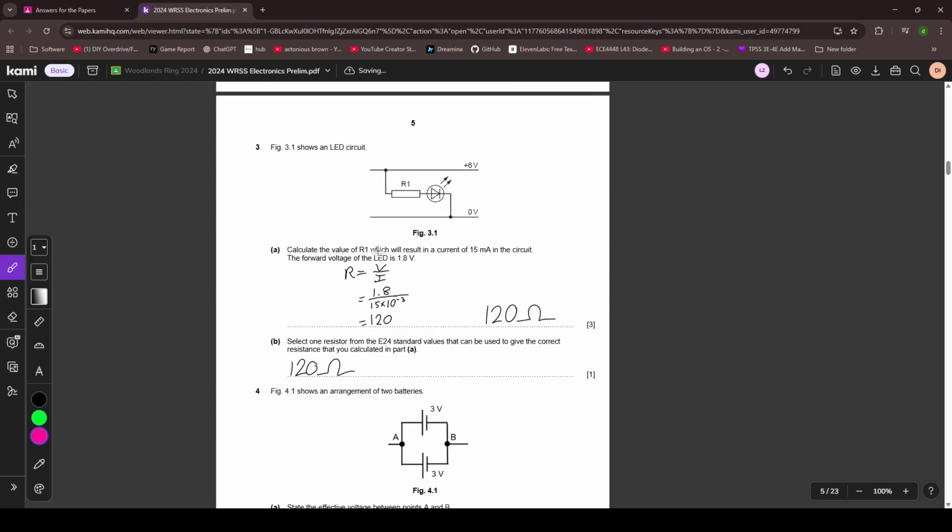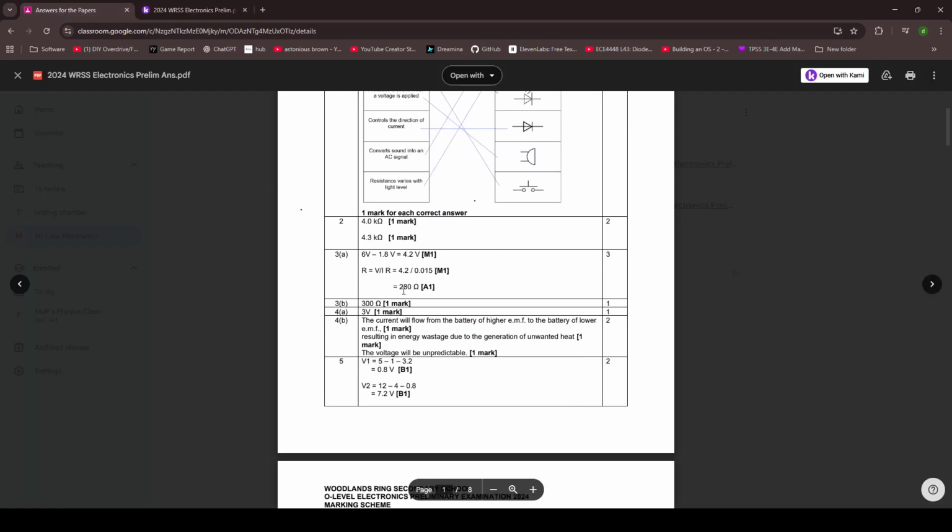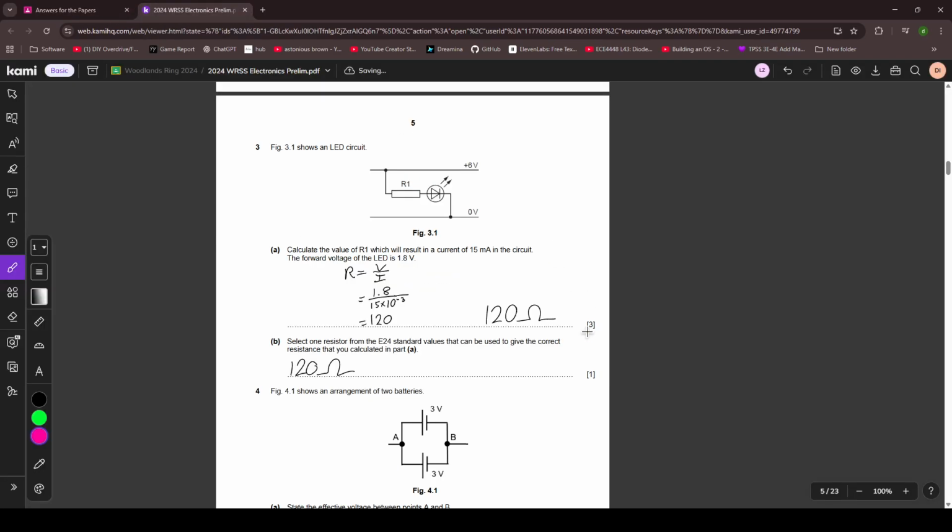Calculate R1. So this is just basic Ohm's law. So if you calculated it, oh, you got it wrong. What did you do? Calculate the value of R1. The forward voltage of the LED is 1.8. So in this case, you would be getting the resistance of the LED. What you need is the voltage of R1.